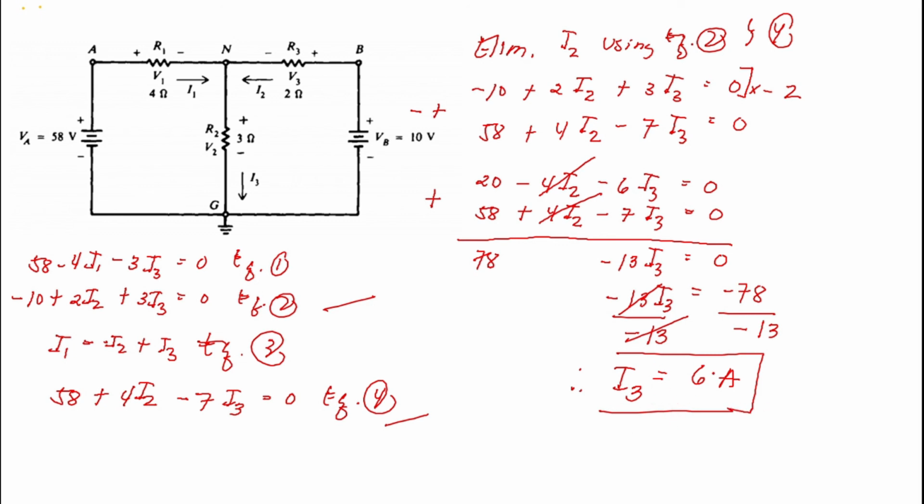Pwede mo na ngayon yan i-substitute. It's either sa equation number 1, equation number 2, para makuha mo yung value ni I1 and then ni I2. Okay? So, the value of I3 is equals to 6 ampere. So, pwede mo rin siyang i-substitute is either sa equation number 1 or equation number 2.